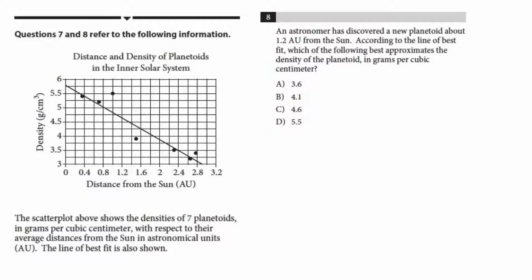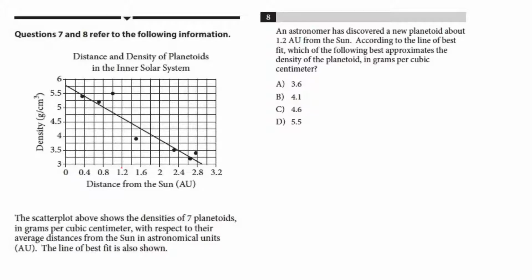Number 8. This is the same data, same graph that we used on 7. An astronomer has discovered a new planetoid about 1.2 astronomical units from the Sun. According to the line of best fit, which of the following best approximates the density of the planetoid in grams per cubic centimeter? So 1.2 astronomical units.